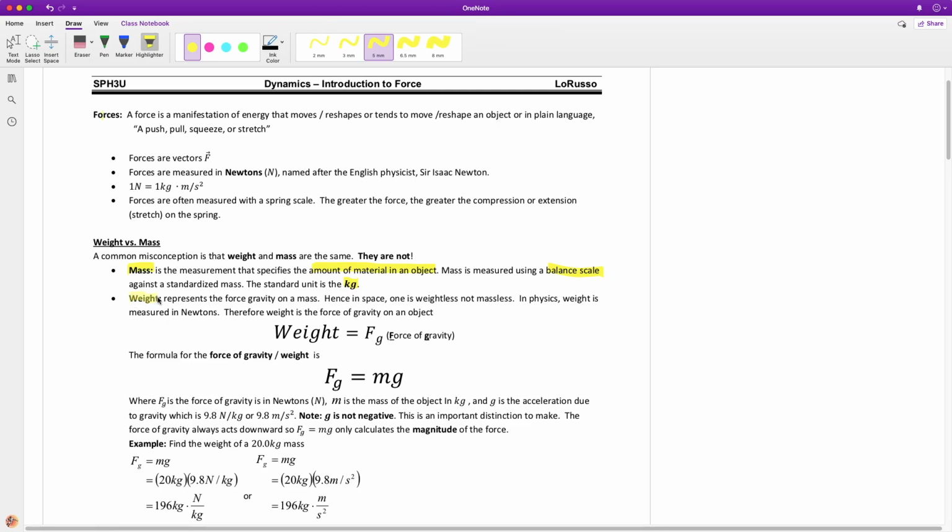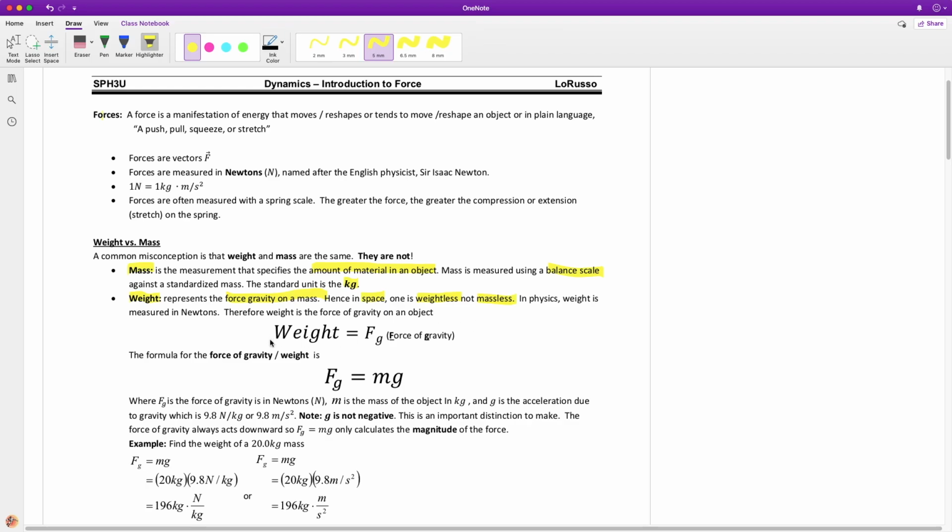Weight, however, means something slightly different. Weight actually represents the force of gravity acting on a mass. So this is where the big idea comes from, where in space you can be weightless, but you are not massless. So if you are in orbit, for example, you will experience what's called 0 G, so you're floating around, but your mass remains the same. And that's the key difference.